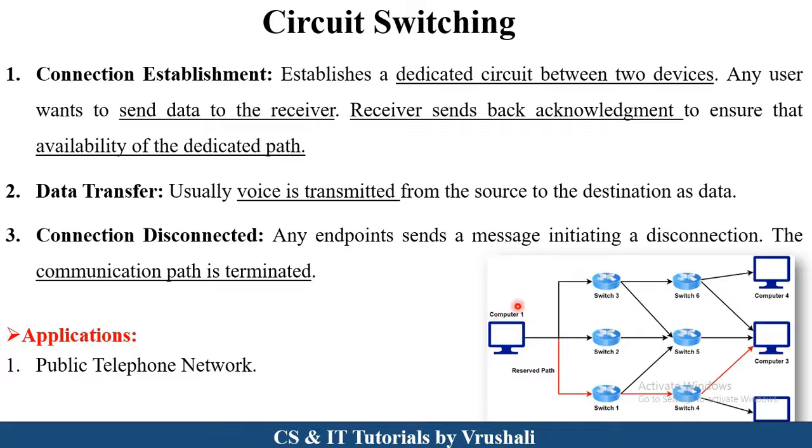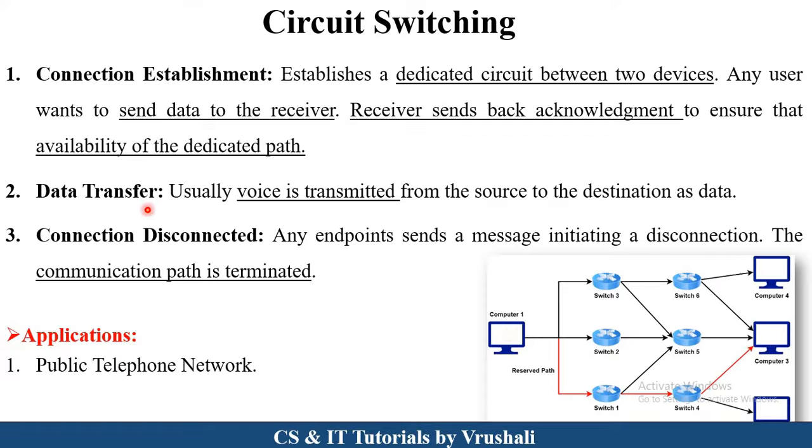Now, computer 1 wants to send information to computer 4. So the first step is computer 1 sends a signal to computer 4. Computer 4 checks whether any path is available for sending the information, and if a path is available, it sends an acknowledgement signal to computer 1 that the path is available, you can send the information.